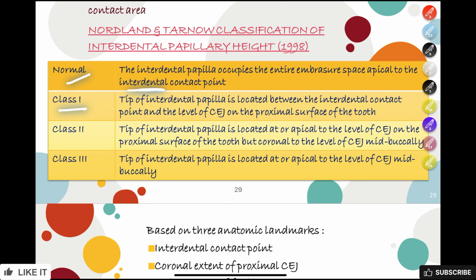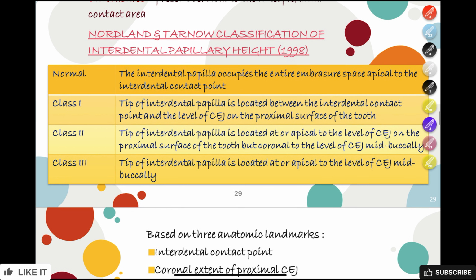In class 1, the tip of the interdental papilla is located between the interdental contact point and the level of CEJ on the proximal surface of the tooth. Where will it be in class 1? This is my cemento enamel junction in the case of class 1, and this is my point of contact. So my interdental papilla will be located between these two positions, that is between the contact point and CEJ. Okay, between the contact point and CEJ.